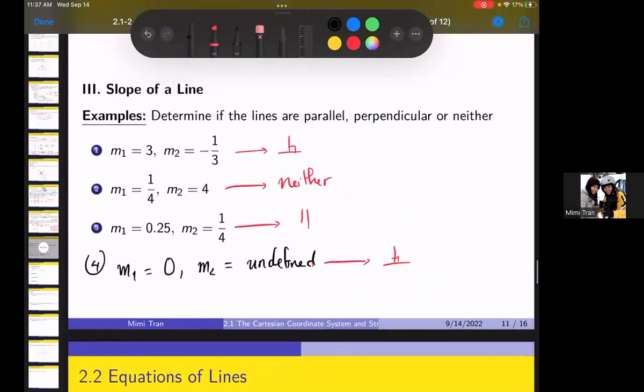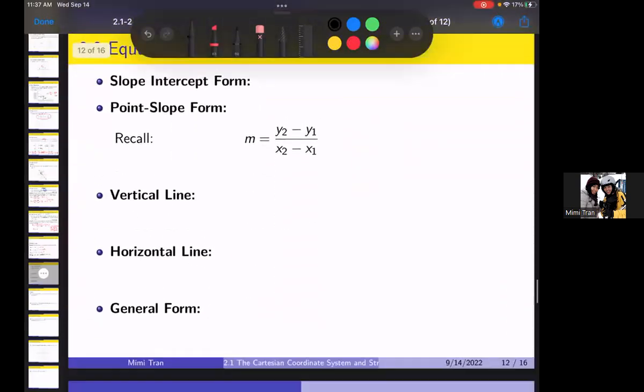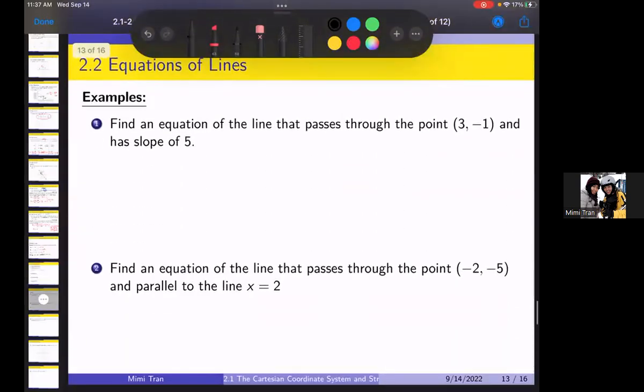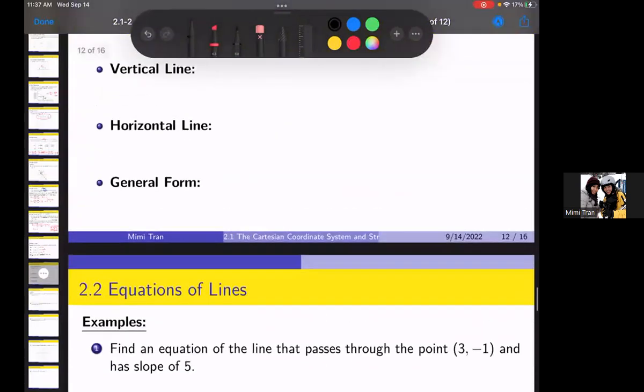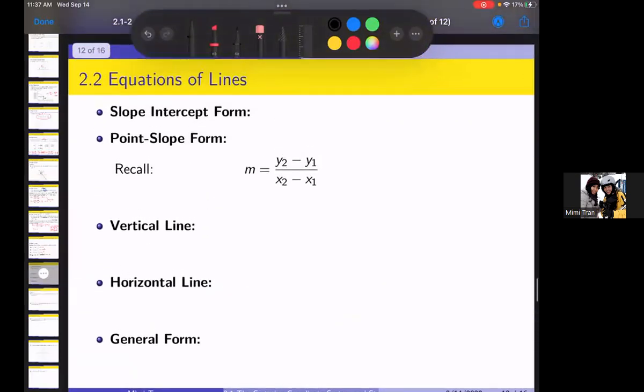Yay, we are finished with 2.1. Let's start 2.2 because that's what I did in the class. I think I did up to number 1 and then we stopped right there. So let's do the same thing they did.